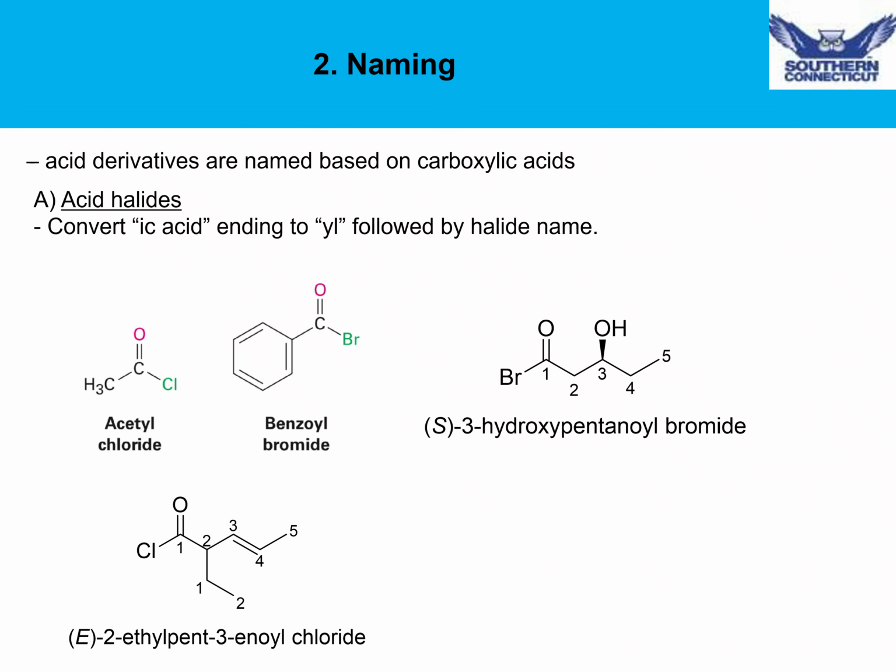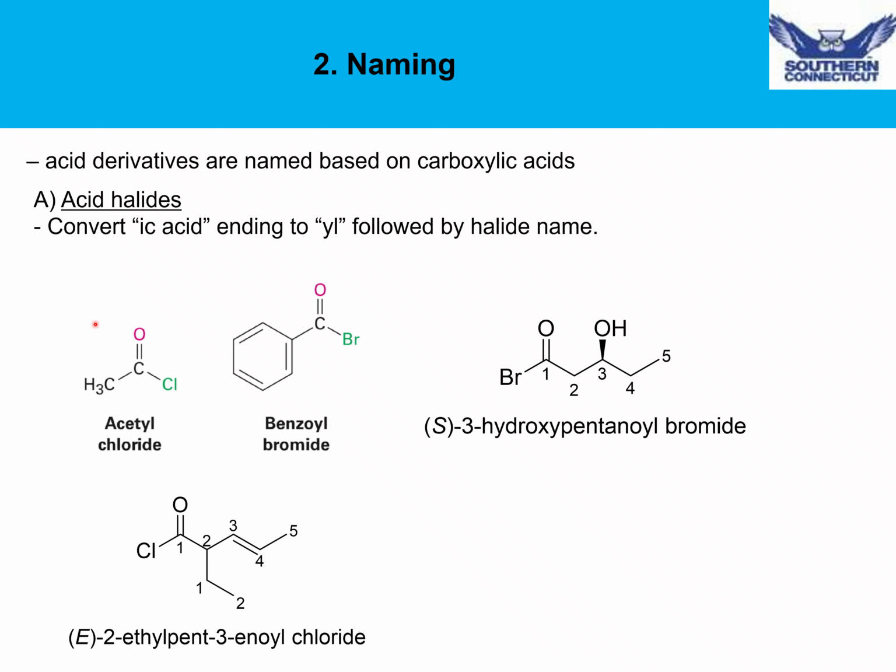Acid chlorides are named based on the carboxylic acid that would be used to make that acid derivative. As an example, acid halides, which include acid chlorides and acid bromides, in order to name them, we have to convert the carboxylic acid name. In particular, we change the -ic acid ending to -yl followed by the halide, chloride or bromide.